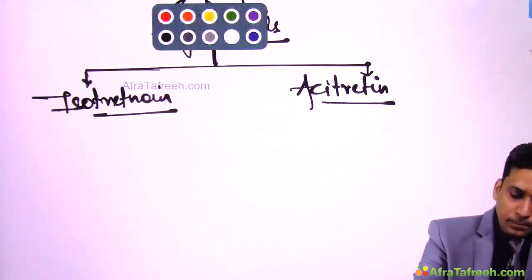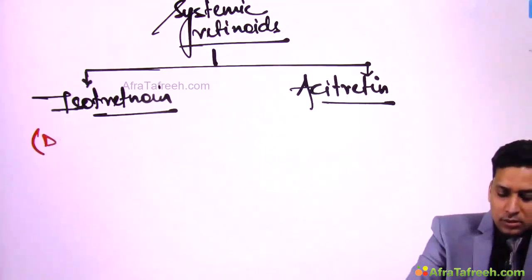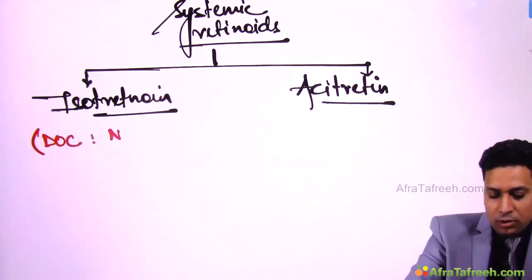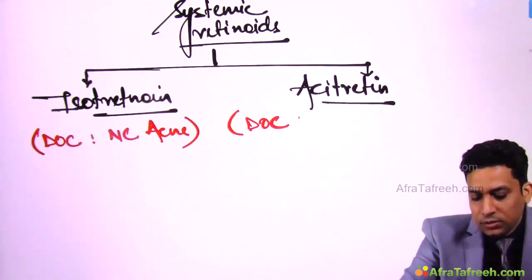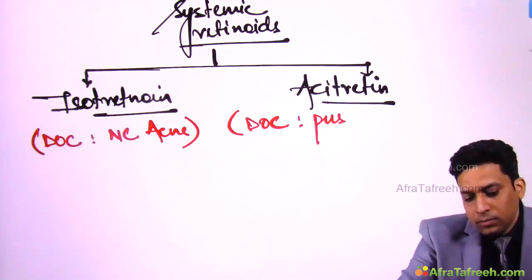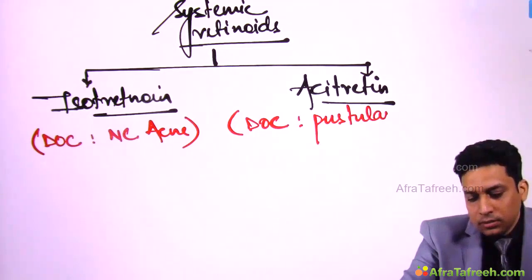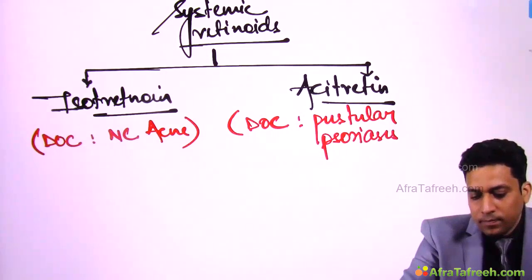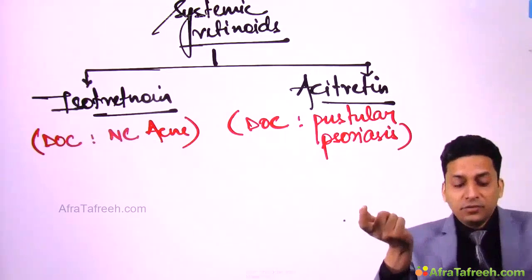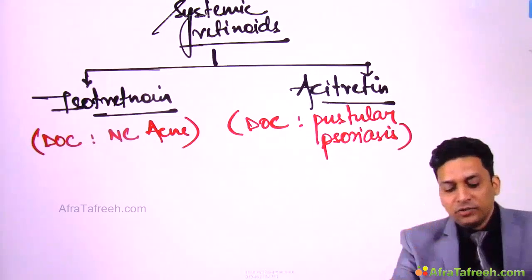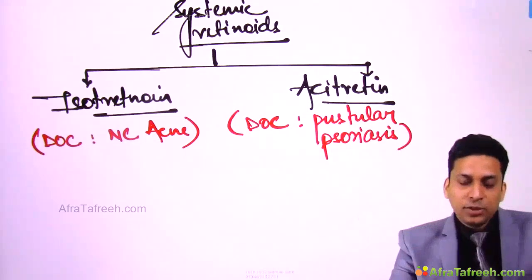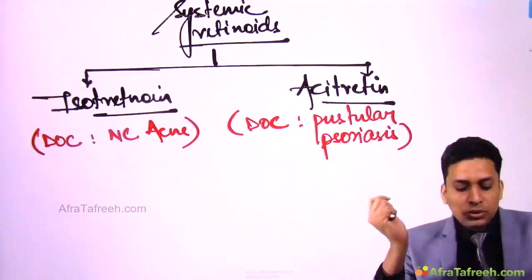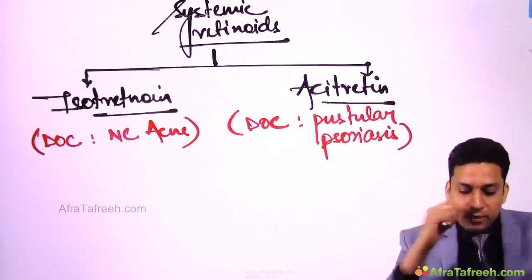Okay. Why are they important? Because this is the drug of choice for nodulocystic acne, and this is the drug of choice for pustular psoriasis. Okay, so both are drugs of choice. So this is the drug of choice for nodulocystic acne, this is the drug of choice for pustular psoriasis. So they are used, but you should not give during pregnancy.